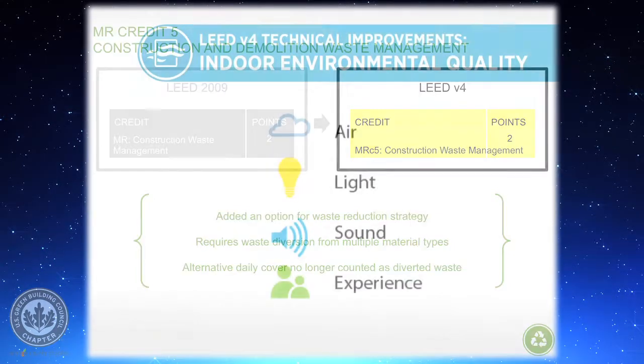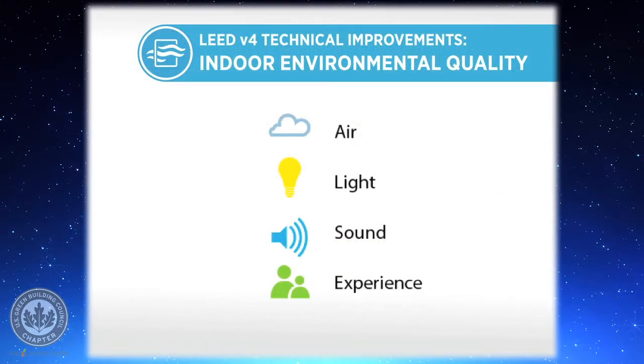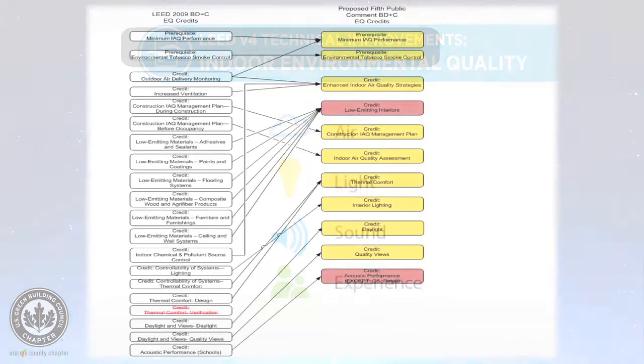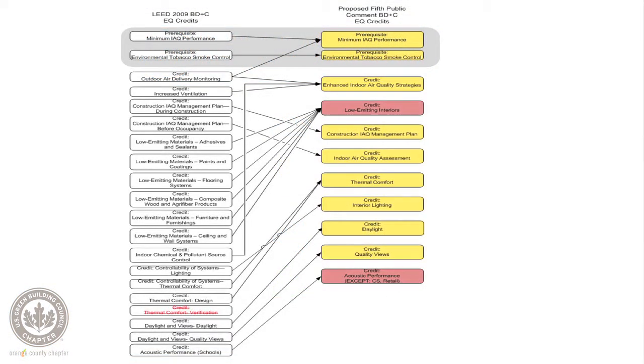In the EQ category, we've done some reorganization with the category to more clearly articulate the goals of improved occupant experience and productivity around issues of indoor air, light, sound, and occupant experience. So this is a category where I personally think it looks a lot better in version 4. It's extremely long on the other side, and we've done some consolidation, like I said, around these key areas to have a little bit more intuitive credits.